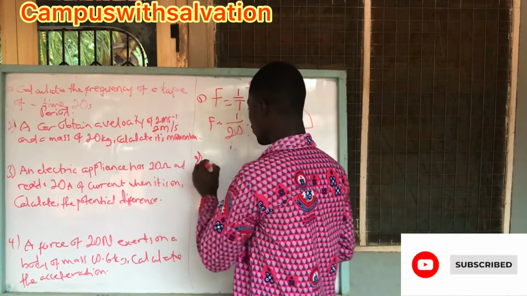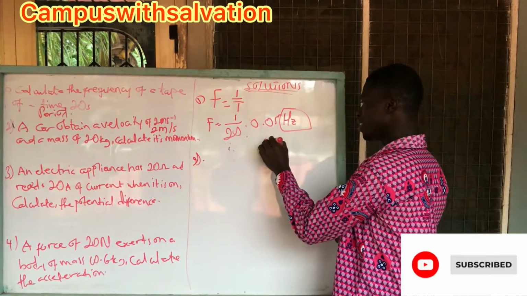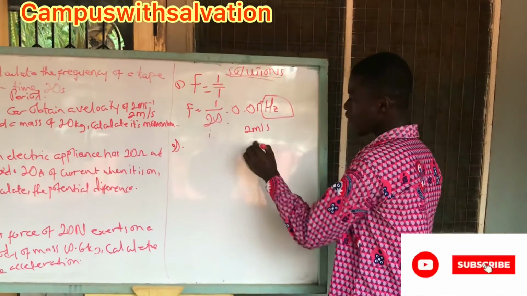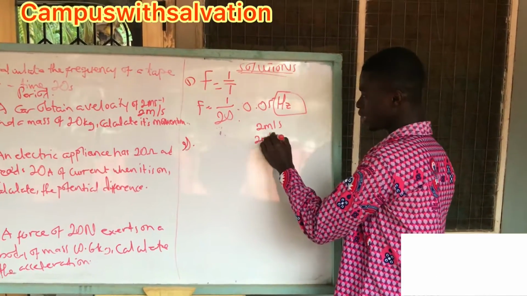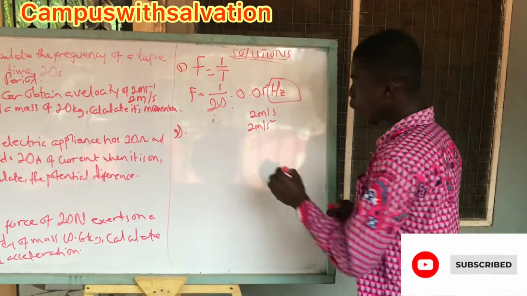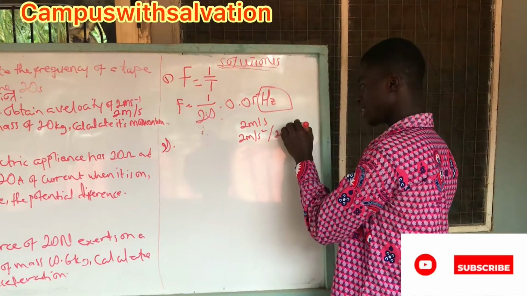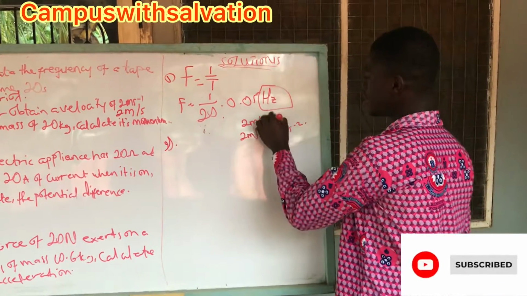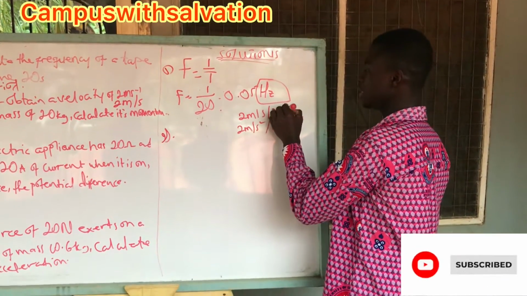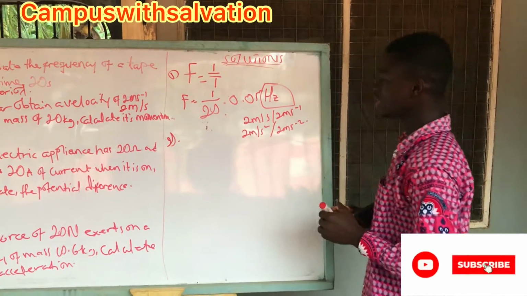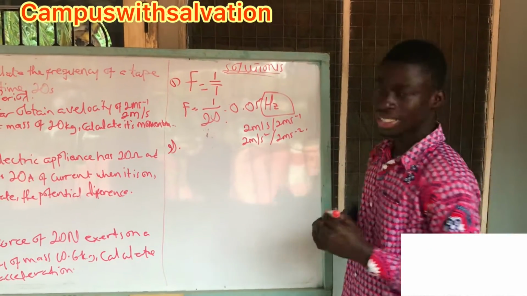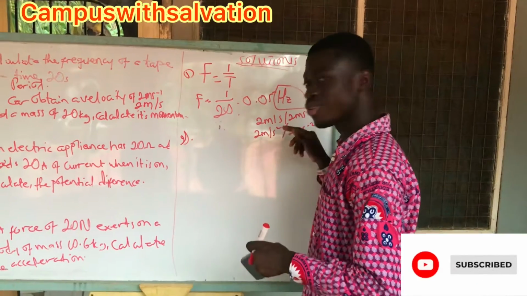We have maybe 20 meters per second, and we have 20 meters per second square. This and this are the same, and also this and this are also the same. This one, please take note of it.